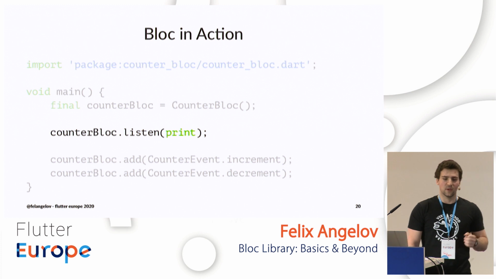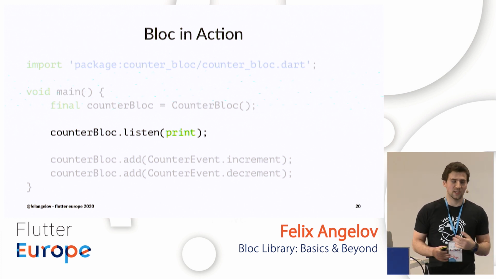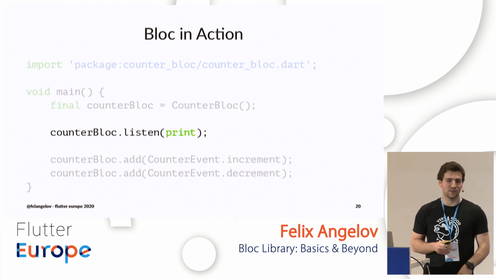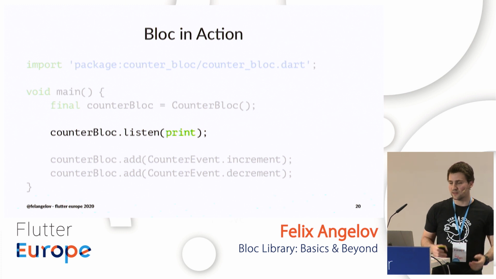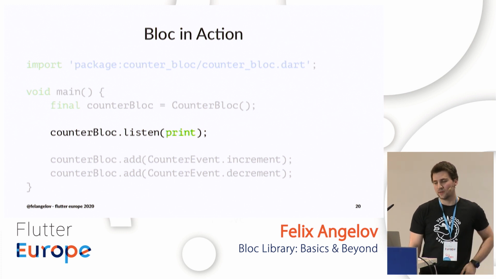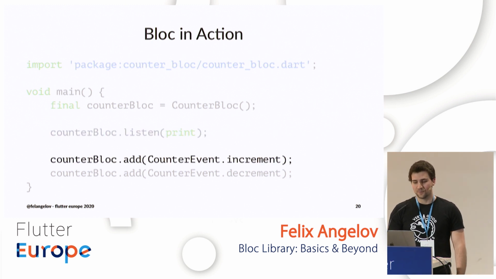We can call listen on it. And thanks to Brian recently, we actually changed bloc so that it implements and extends Stream. So all the similar APIs that you're familiar with, they apply to bloc as well. So we can just listen on the bloc. And anytime a state is emitted from the bloc, we can just call print with that state. And once we're listening, we can start adding events to it. So we can add an increment and add a decrement.